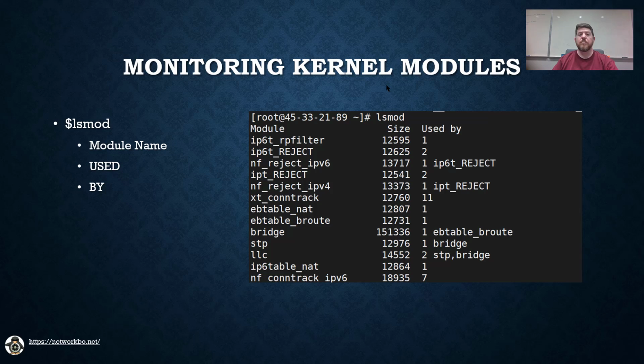The lsmod command displays the status of modules that are currently running. For example, here on the CentOS machine, you can see the module, you can see the size, and you can see how many processes are using it. And if it's being used by another module, you'll have the module name out there to the right. To find more information about a kernel module, you can use the modinfo command.